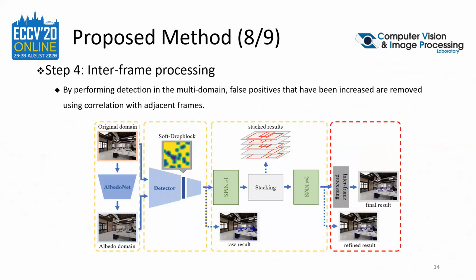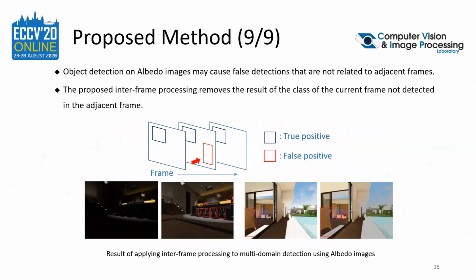Finally, let me introduce interframe processing. Because false positives tend to increase when detection is performed in multi-domain, we use interframe processing to remove incidental false positives. Most of the false positives have no relation to the adjacent frames. We effectively eliminate false positives by erasing undetected results over successive frames. The example video visually shows the final result when multi-domain detection and interframe processing are performed simultaneously. While detecting more objects, we can see that incidental false positives are not detected.